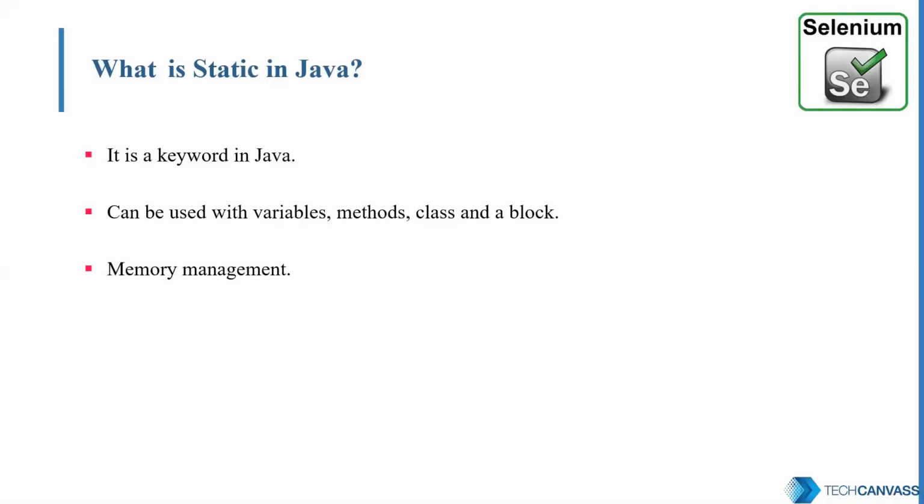First, let's understand what static is and its usage in Java programming. Static is a keyword which is used for memory management in Java. It can be used with variables, methods, blocks, and classes. By using the static keyword, we can share the same variable or method among all the instances of a class. Let's understand its usage in more detail.